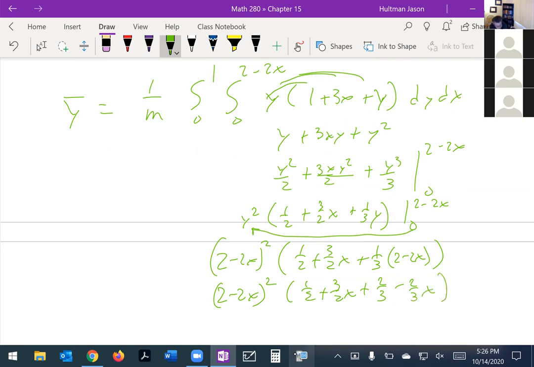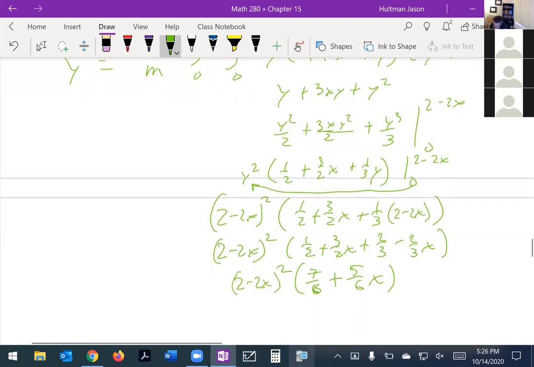Okay, so what's 1/2 plus 2/3? We've got to change those to sixes. So that's 3/6 and 4/6, which is 7/6. So this is 7/6 plus 3/2 minus 2/3. Change that to sixes as well: 9/6 minus 4/6, which is 5/6. So this is 5/6 x, times 2 minus 2x squared.